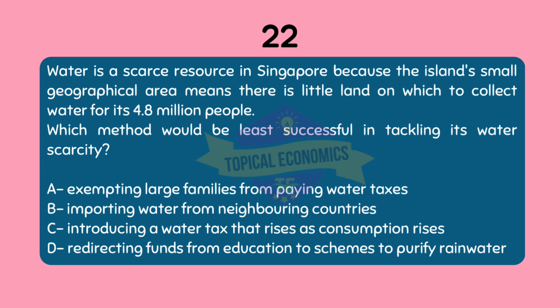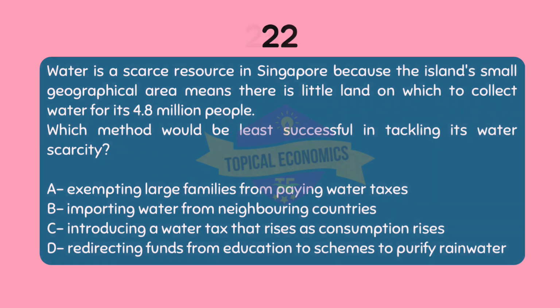Option B, importing water from neighboring countries, could help increase the supply of water. Option C, introducing a water tax that rises as consumption rises, would incentivize conservation by making higher consumption more costly. And option D, redirecting funds from education to schemes to purify rainwater, could lead to better water resource management and purification, although it raises concerns about reallocating funds from education.